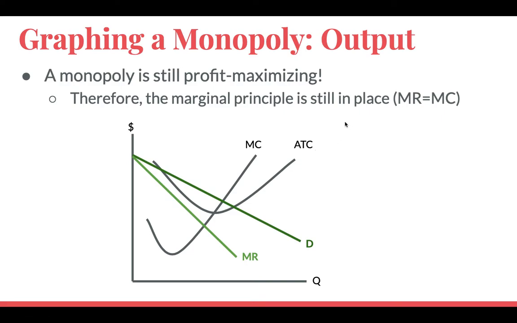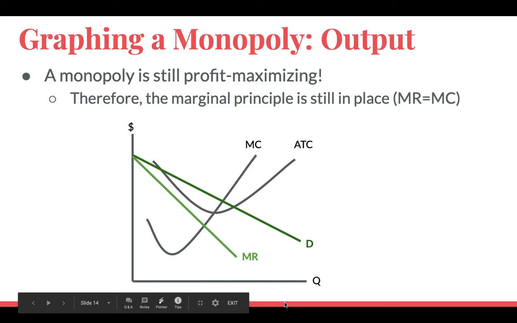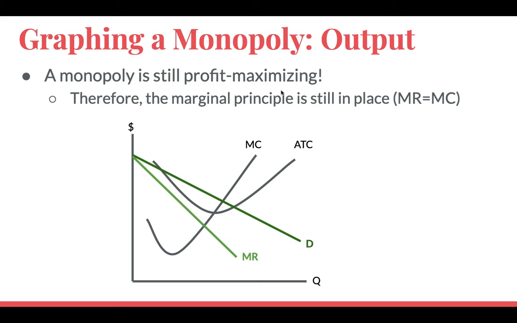Now we need to find our output and our price and our profit and all those things that we can sort of extract from this graph. So a monopoly is still maximizing profit. They're still going to follow that marginal principle, just like an individual firm in perfect competition. The difference is a monopoly in the long run might actually earn profit. They could also incur losses, though. That's very important to understand. There's no guarantee in the long run for a monopoly.